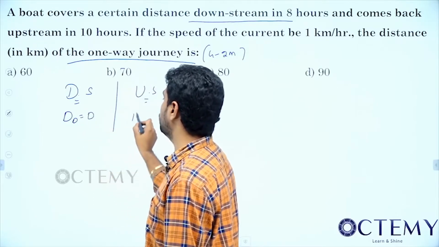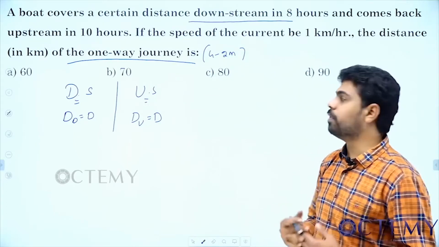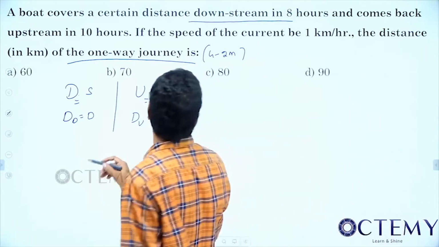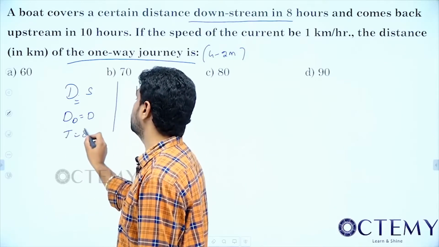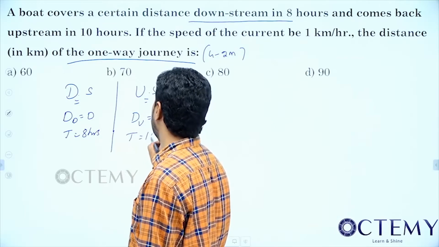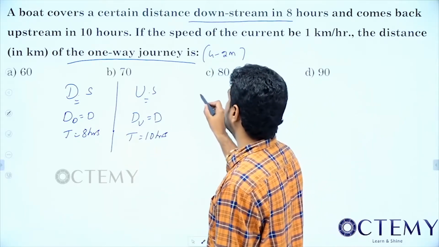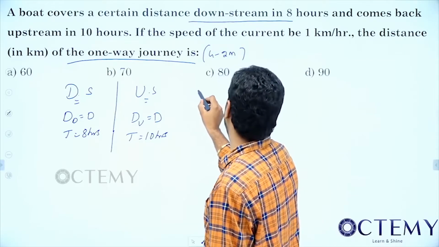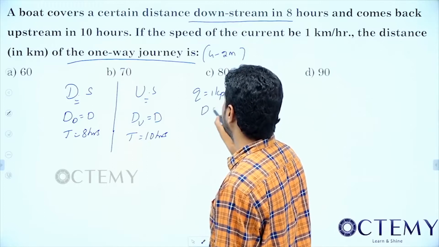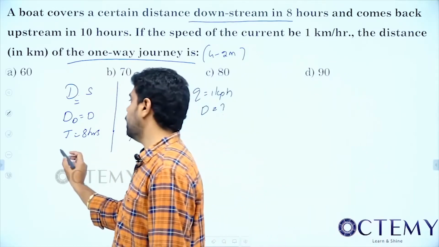Upstream also, he is going and coming back the same distance, no? If he doesn't give different distances, it means he is going and coming back the same distance. Here time is how many hours? 8 hours. Here time is how many hours? 10 hours. He gave the question that the speed of the current Q equals 1 kilometer per hour. Find out the distance, he is asking.